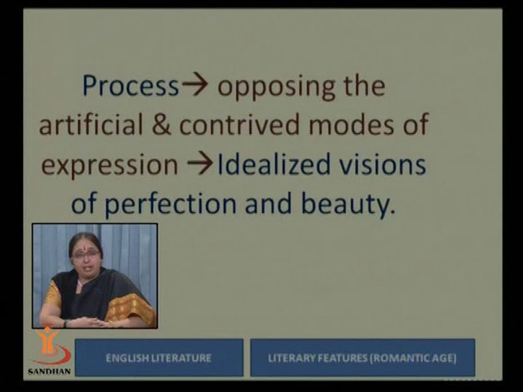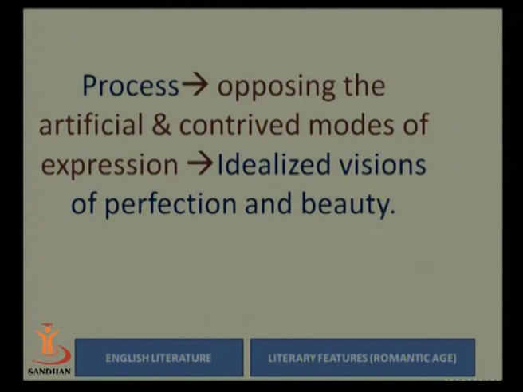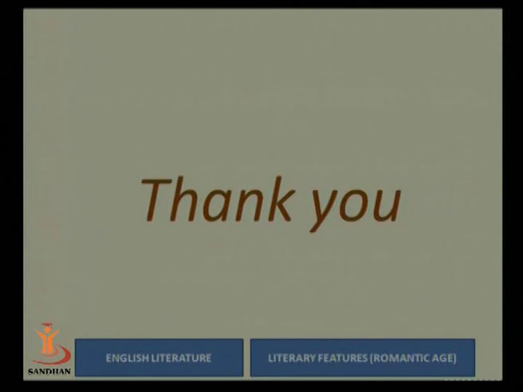But the Romantic age is a total contrast to its previous age, the Augustan age. It had left behind all those contrived modes of expression, the artificiality. Everything was left behind, and there were idealized visions of perfection and beauty. So nature, beauty, these were the things which were relished.